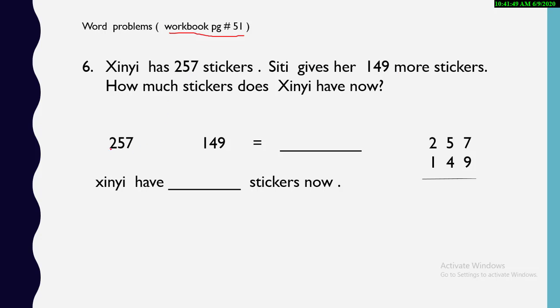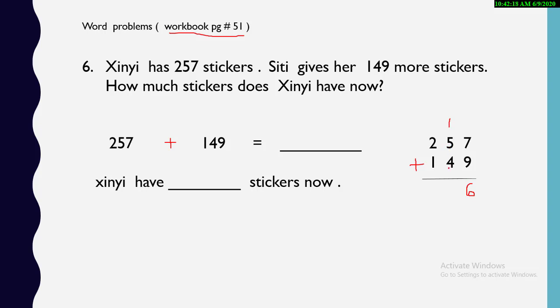Yes, so just write down the first number and then put the plus sign over here, then the second number, and now you will do the working in the corner of the workbook. So write down the two numbers carefully. This is the addition, and now just add it. 7 plus 9, the answer is 16. Okay, can I write 16 over here? No, I'm going to carry on.